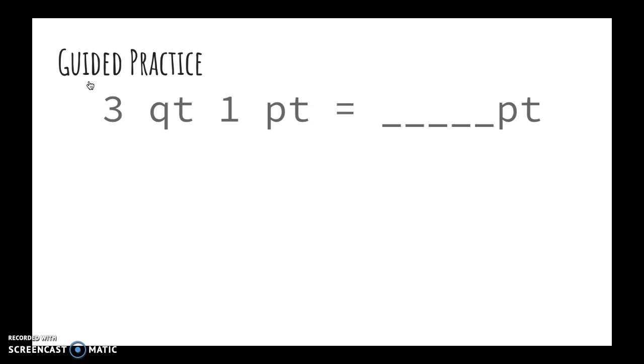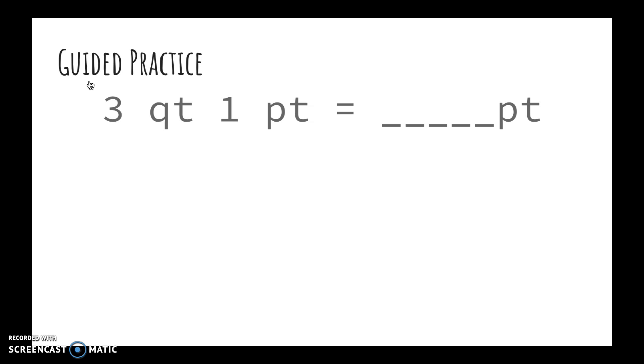This one's a little bit more challenging because we have different measurements that we are given. They want us to find 3 quarts, 1 pint, and convert it to pints. Well, the 1 pint is already a pint, so we're just going to set that aside for now, and we're going to convert the 3 quarts to pints. So let's think, are quarts larger or smaller than pints? Quarts are larger than pints.